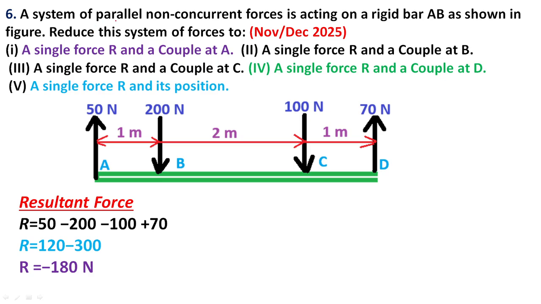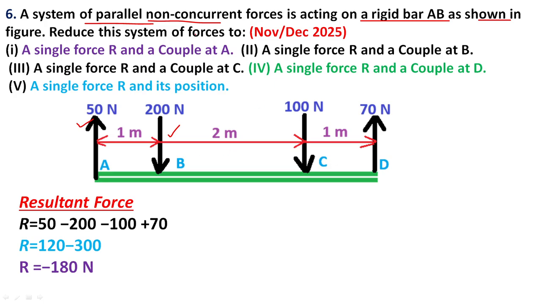A system of parallel non-concurrent forces is acting on a rigid bar AB, as shown in the figure. This is the rigid bar AB. So, parallel and non-concurrent forces. These are parallel forces, but acting in different directions.